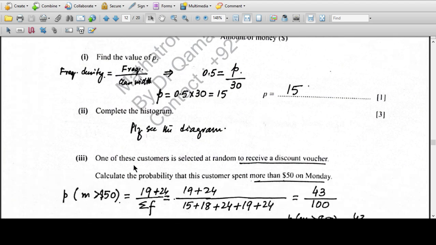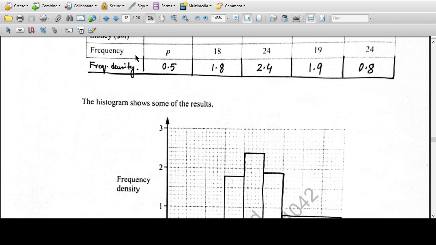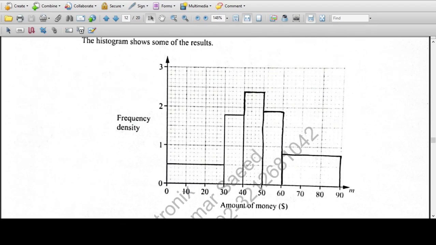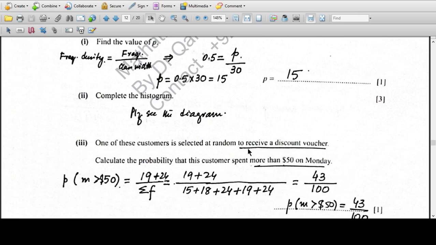One of these customers is selected at random to receive a discount voucher. Calculate the probability that this customer spent more than $50. So the probability that the customer lies in this region, more than $50, is what we have to find.